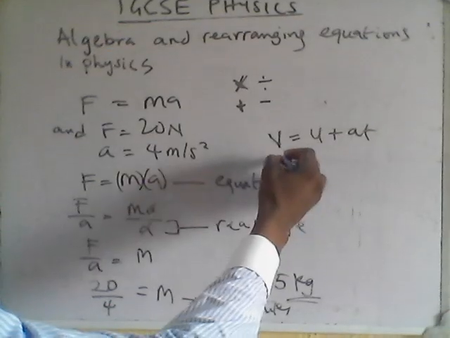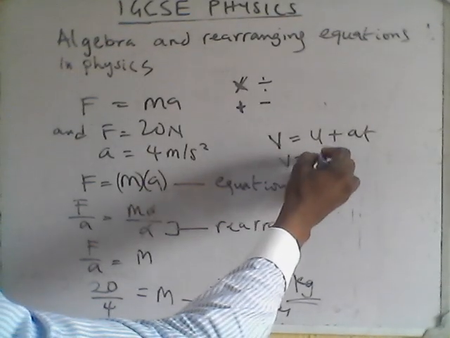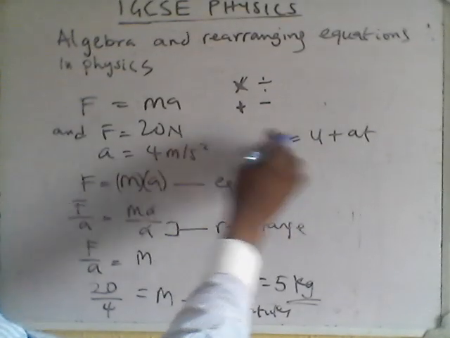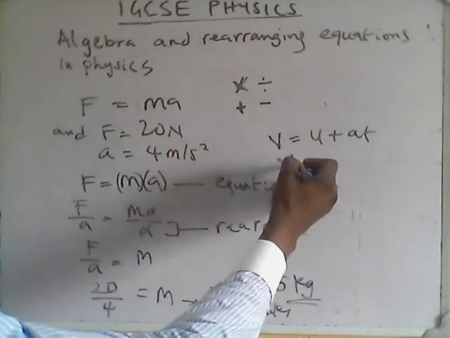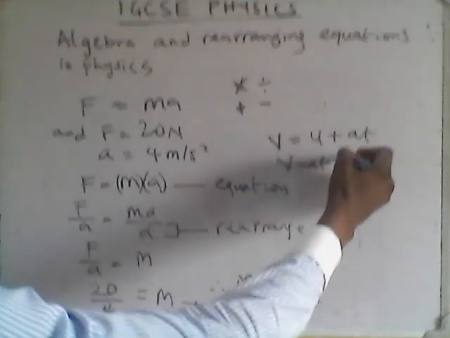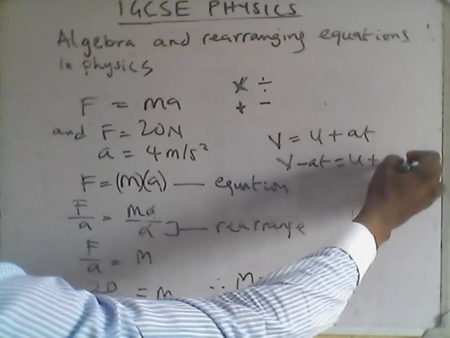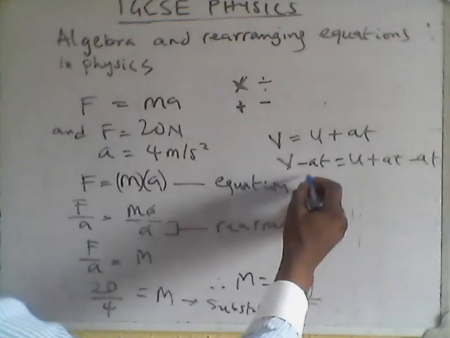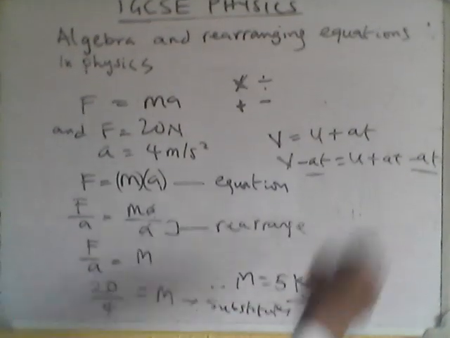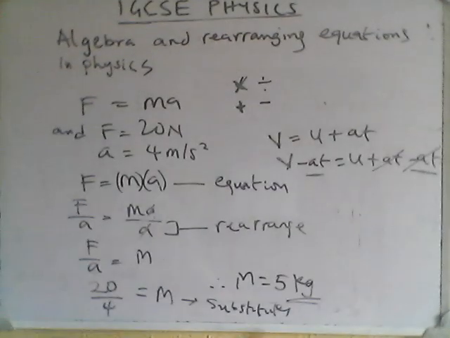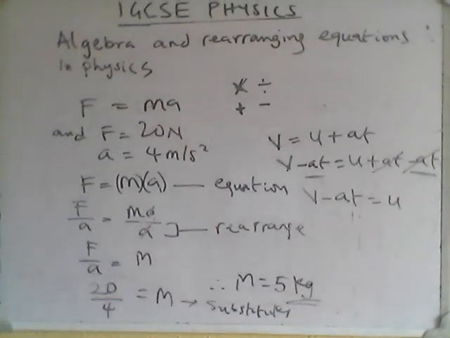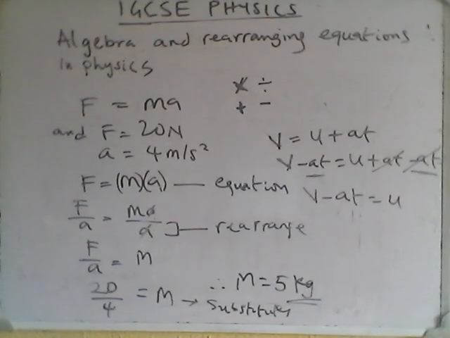So I will come here, I will say v is equals to u, okay, both sides. So this side now is minus at, and this side, u plus at, is minus at. So what I've done, I have put minus at on both sides, so that this can cancel this. And I have v minus at is equals to u. So that's what that statement means.